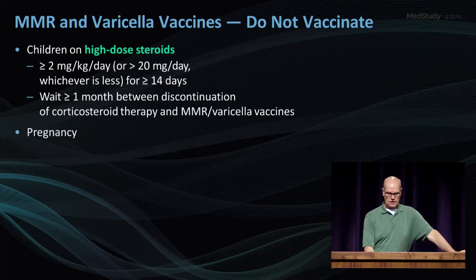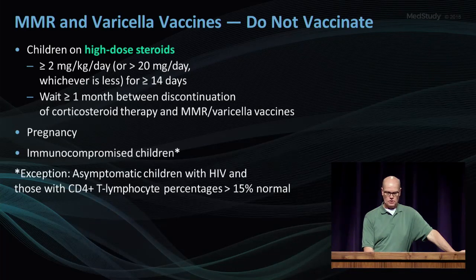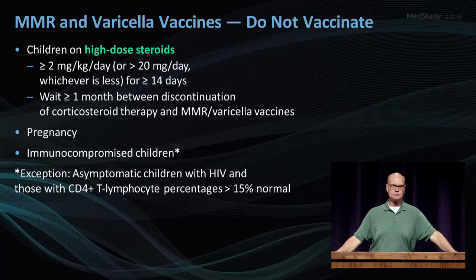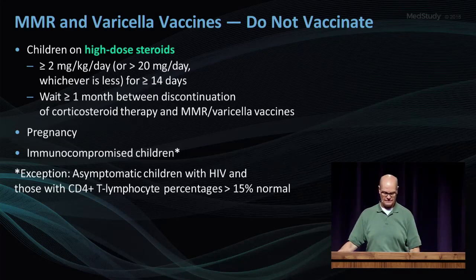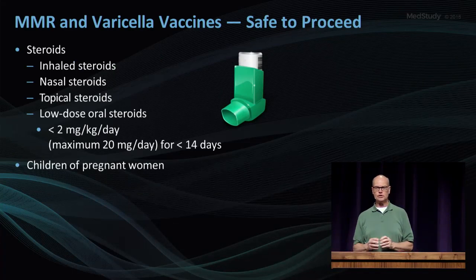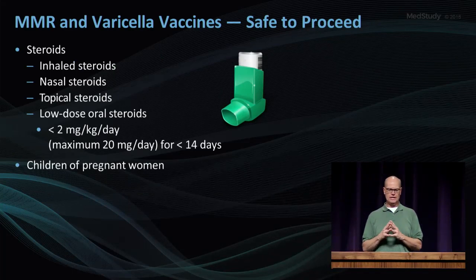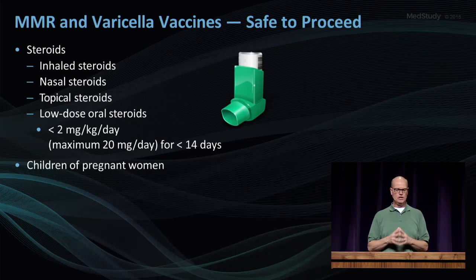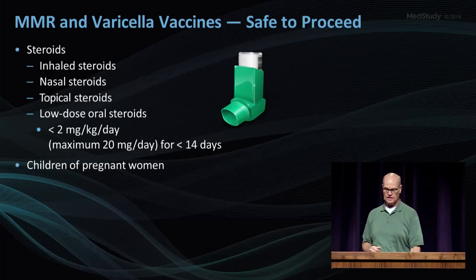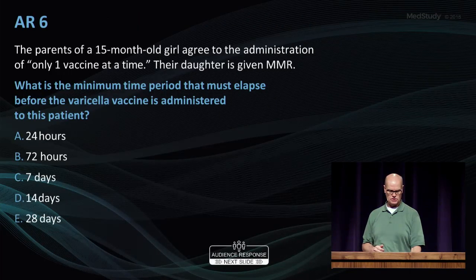Do not vaccinate during pregnancy. Do not vaccinate immunocompromised children, again with the exception of the stable and thriving HIV-positive child. Inhaled steroids, nasal steroids, topical steroids, low-dose oral steroids, every other day steroids, okay, and safe to proceed. Again, children of pregnant women can be immunized.